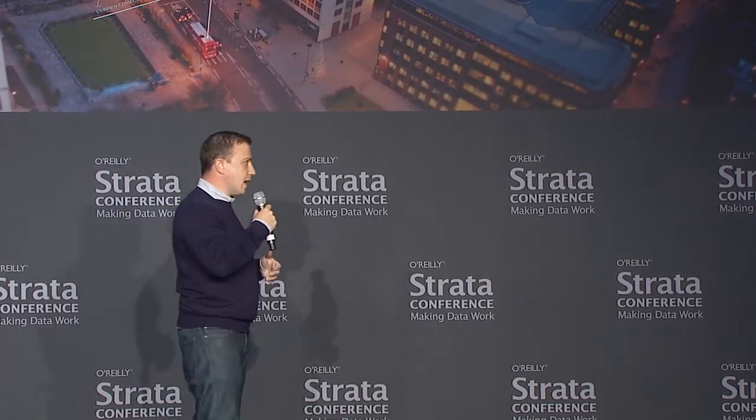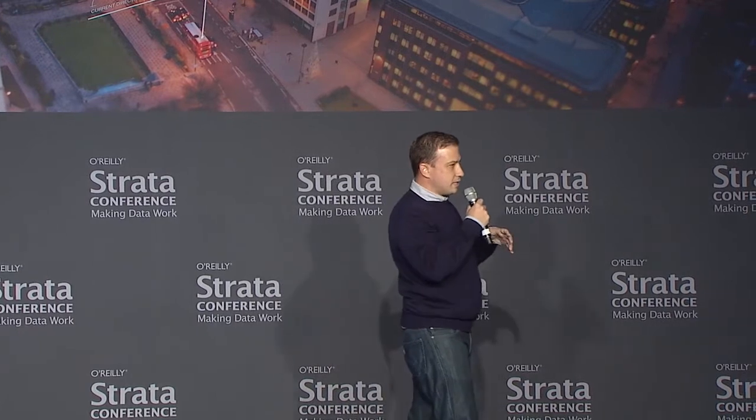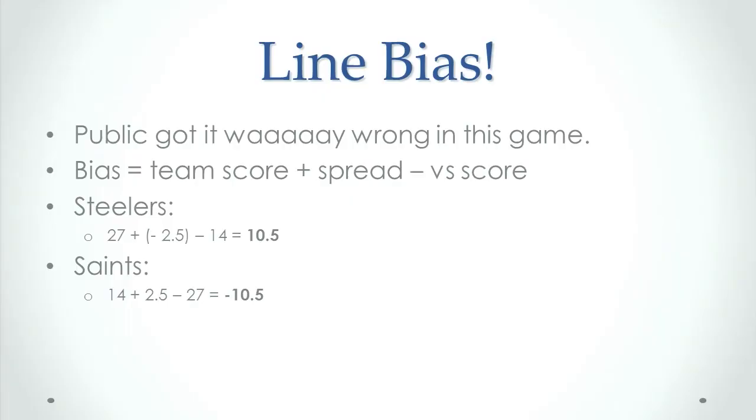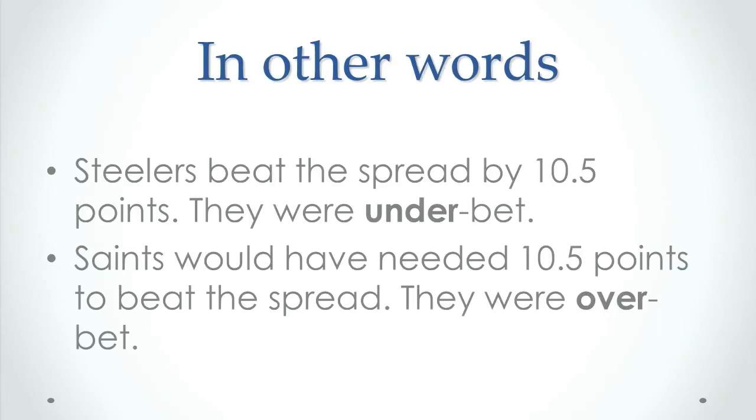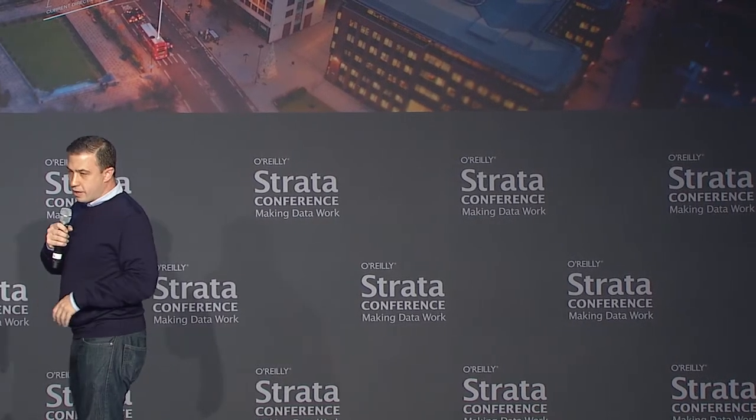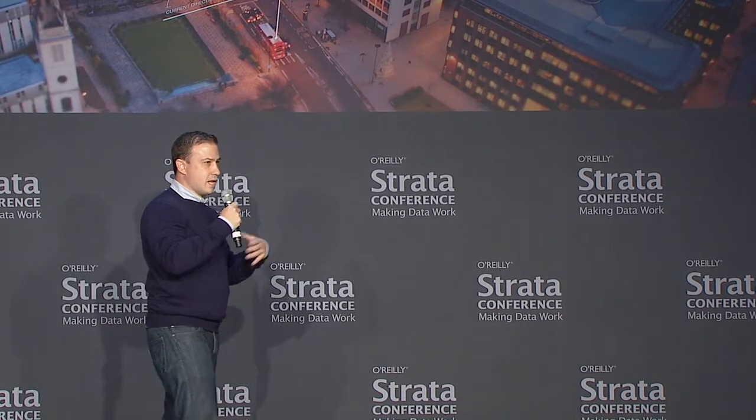The problem is that the public got it way wrong in this case. So that's what I like to refer to as line bias. And what line bias is, in my terms, is the difference of scores plus the actual point spread. So in this case, you take the difference of scores, you see that the bias is actually 10.5 points. And what that would mean in practical terms is that the Steelers beat the spread by 10.5 points, so they were underbet, and the Saints would have needed 10.5 points to beat the spread, so they were overbet. So that's all well and good. So what can we do with this, and how is this interesting?